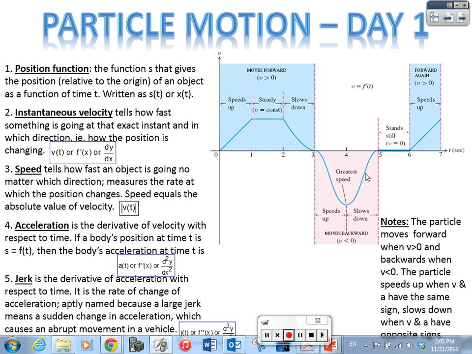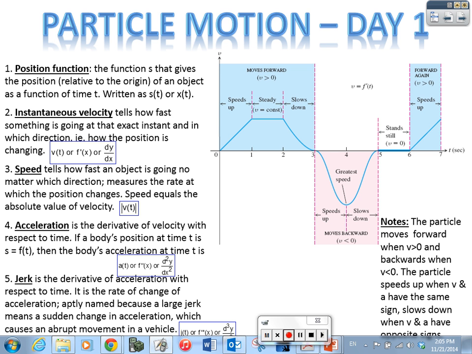Here, we have the opposite effect. My acceleration is positive and my velocity is negative, so we're slowing down. Now let's talk about maximum speed, because this is talking about the greatest speed. Speed is the absolute value of velocity, and I know you've seen absolute value graphs before. You know how everything underneath the x-axis is flipped up? You've seen that before?